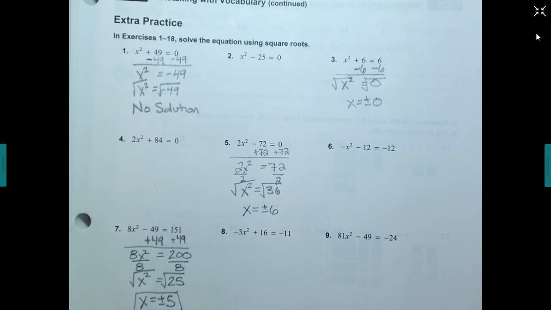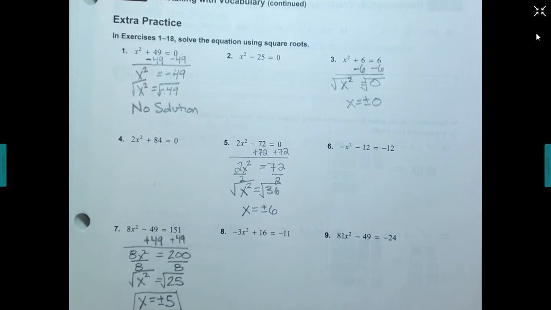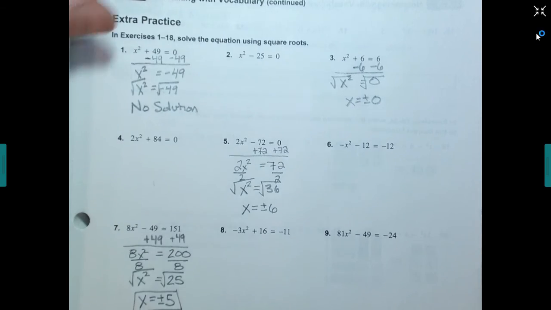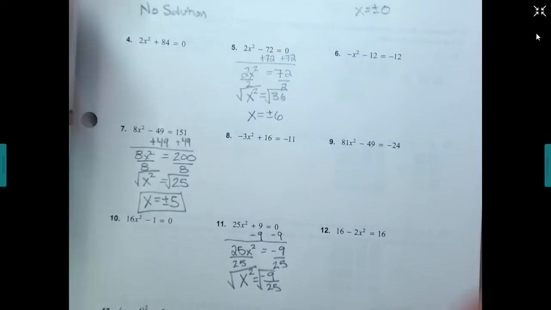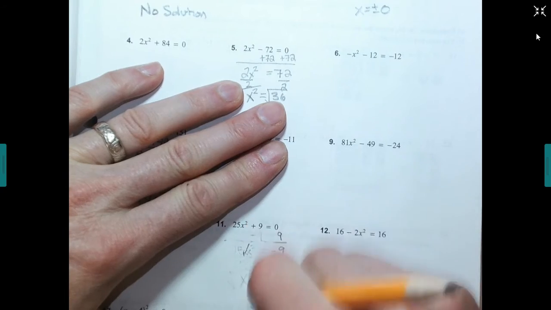So let's go minus 9. So I have 25x squared equals negative 9 divided by 25. I have x squared equals negative 9 over 25. Now I take the square root of both. Oh gosh, I'm not even showing you this one. You know what? Let's start all over. Sorry.